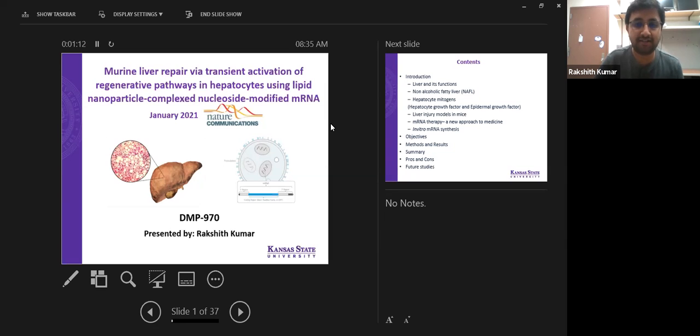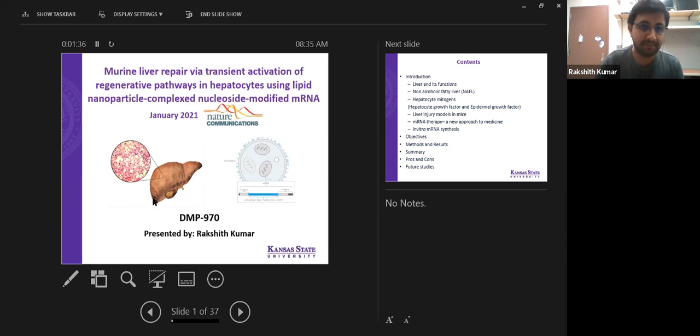I chose this article because I am currently working on nucleoside modified mRNA for vaccine development, and I'm interested to learn more about mRNA based therapies as well, because it's another application of mRNAs, and it's very popular these days because of the development of the vaccine for COVID-19.